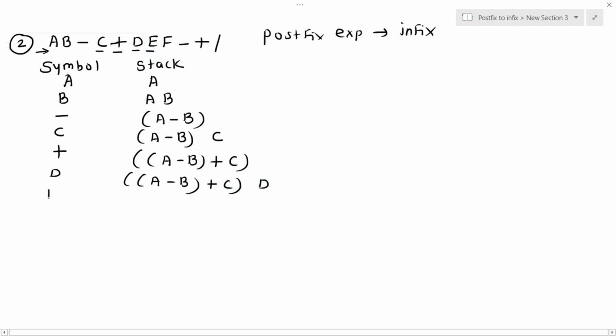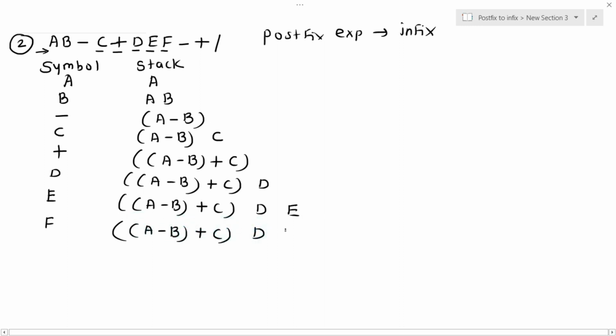Now next symbol is E. So here we have D and E. The next one is F. So this is as it is, just add F. A minus B plus C, D, E, F. Okay, now we have four operands. This is the first one, second, third and fourth.